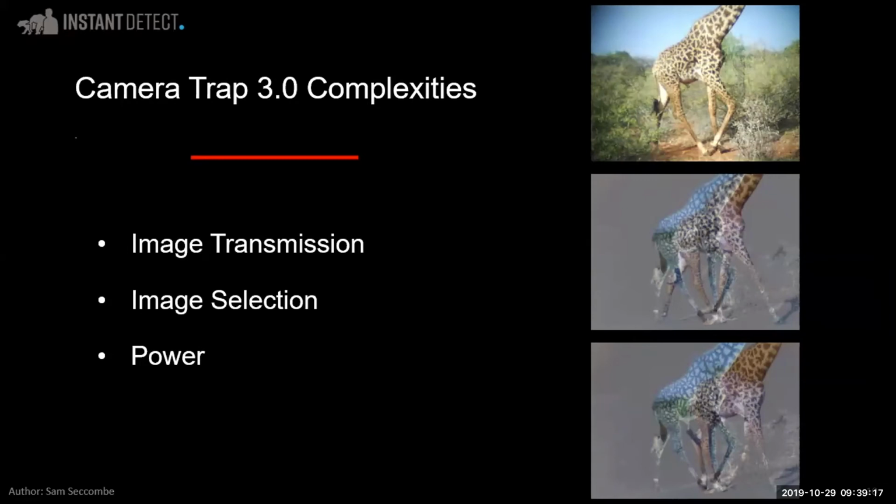But it doesn't really matter. Whatever technology you're going to use, you need to reduce your airtime as much as possible so you can reduce your power usage and also your transmission costs. And so the question is, how do you do this? Well, this is done through image selection.